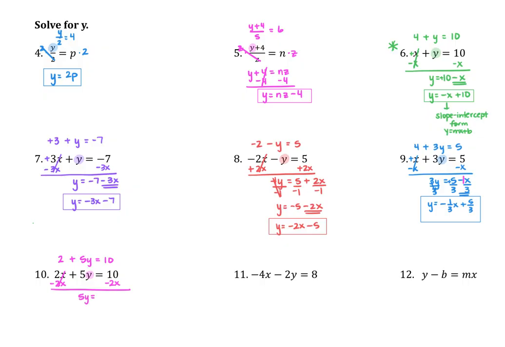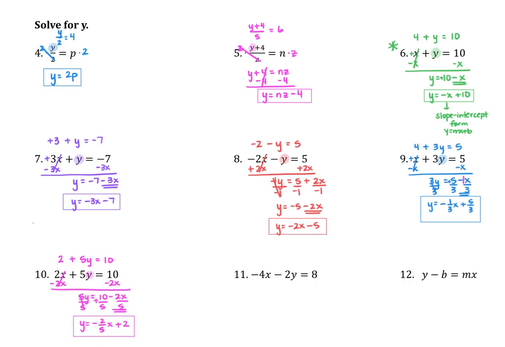Remember, I cannot do 10 minus 2x since they're not like terms, so I'm just going to write them side by side. Now I have to undo the multiplication of 5 by dividing each term by 5. Again, you can rewrite this with your negative 2/5 x in the front, and your positive 10 divided by 5 actually can simplify to a positive 2 in the back.